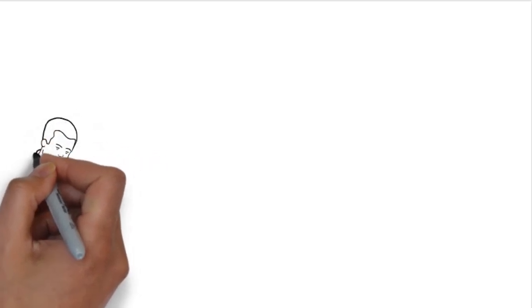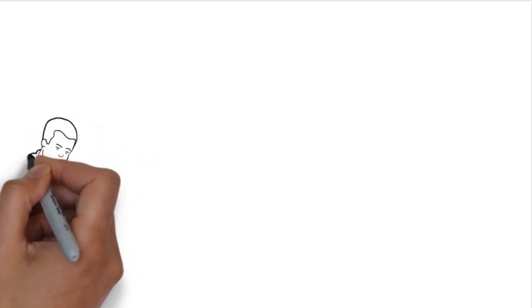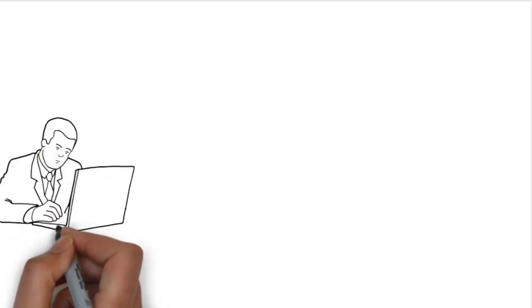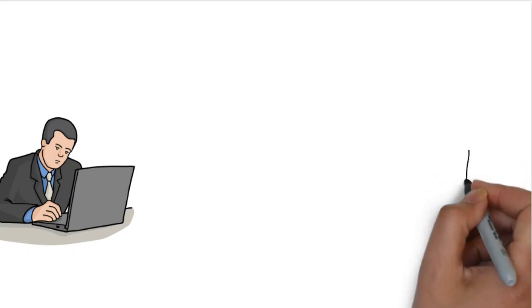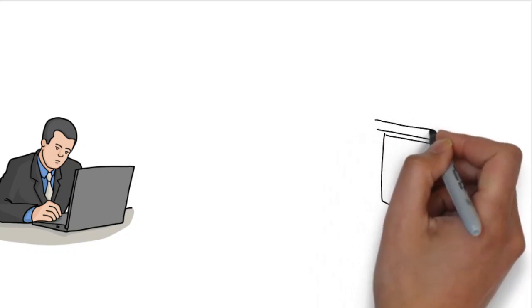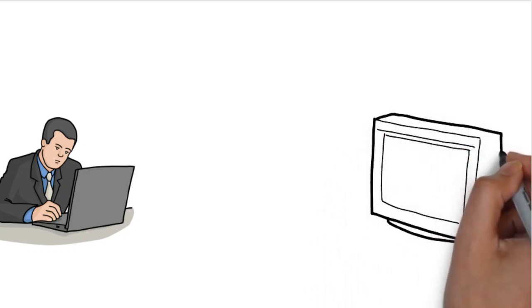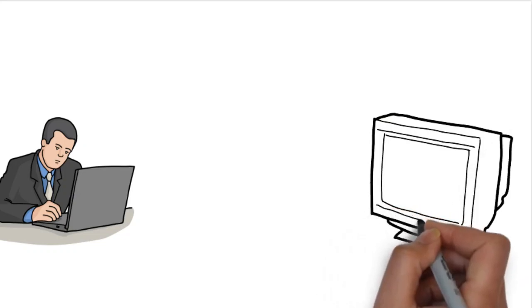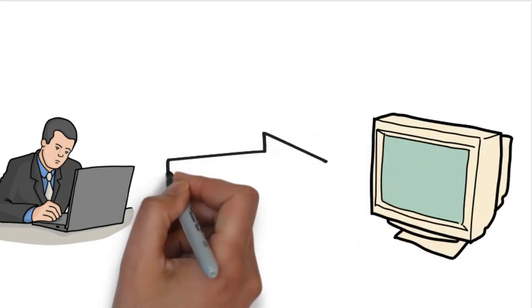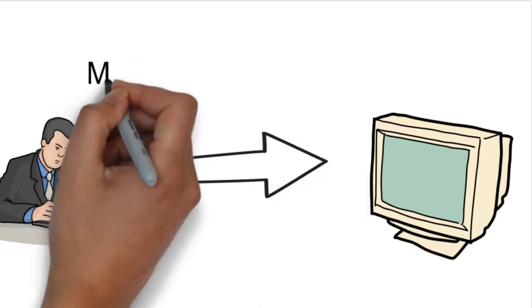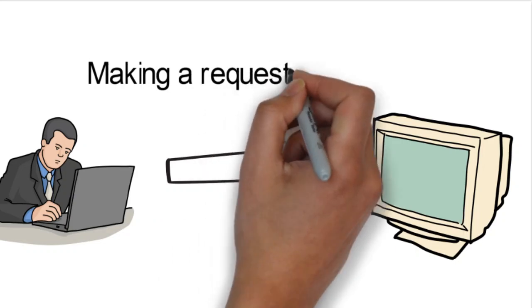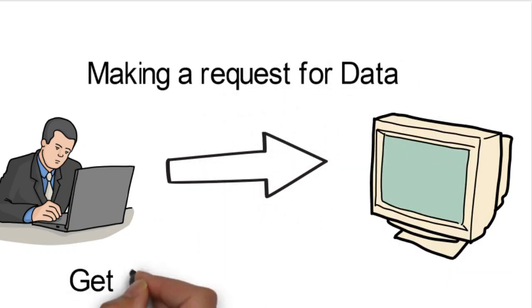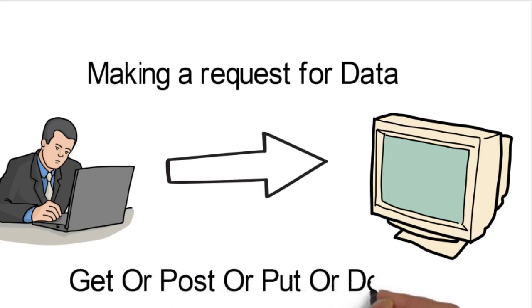So let me take a very simple example and illustrate fetch here. We will be making a request. Let's suppose this is a client and this is a server. So we make a request to get some data. You can see that we are making a request for data, and the methods available are get, post, put or delete. You can either get the data by the get method, or you can post data, or you can delete data or update the data. So these are the four methods.